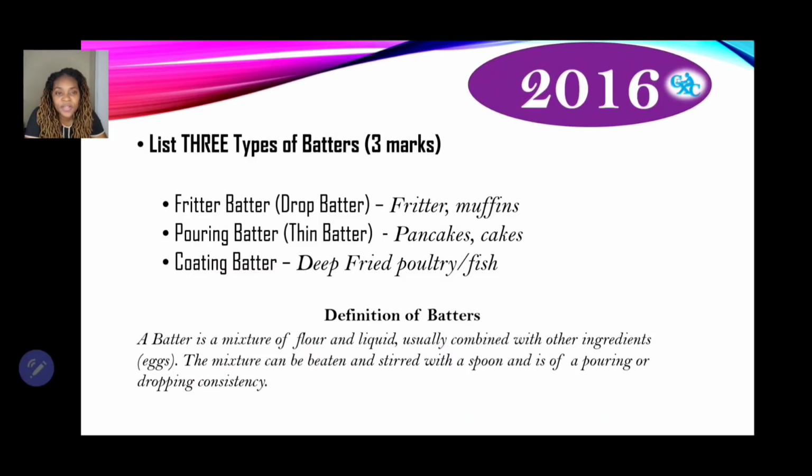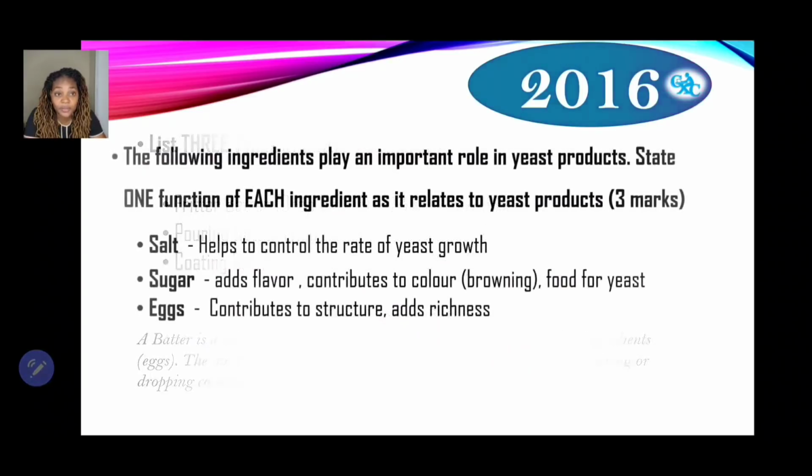Now definition of a butter is a mixture of flour and liquid, usually combined with other ingredients such as eggs. The mixture can be beaten and stirred with a spoon and is of a pouring or dropping consistency. Good. So you may get to define a butter. You may also get to list the 3 types of butter and also suitable items or products that are made from these butters as well.